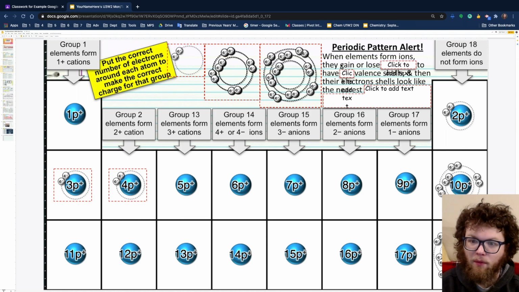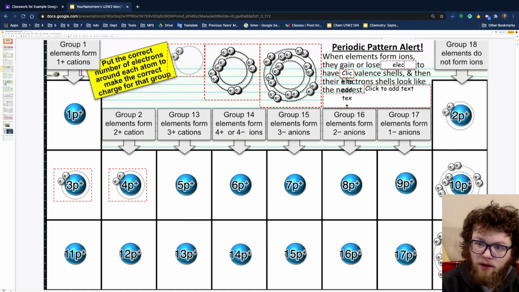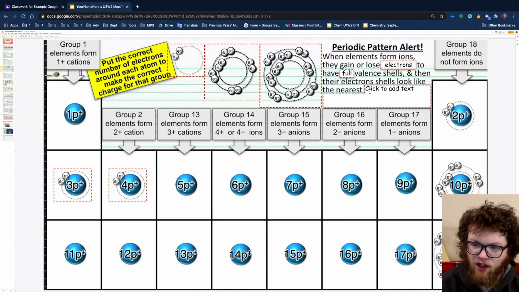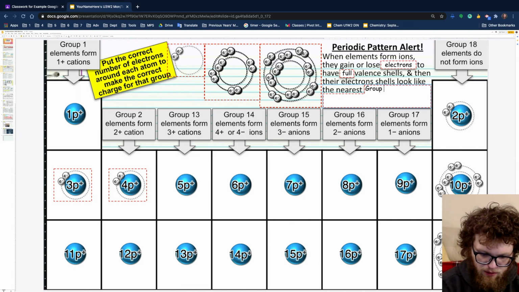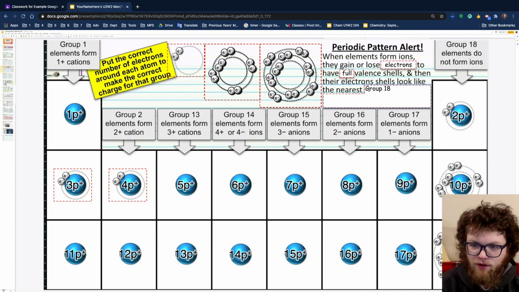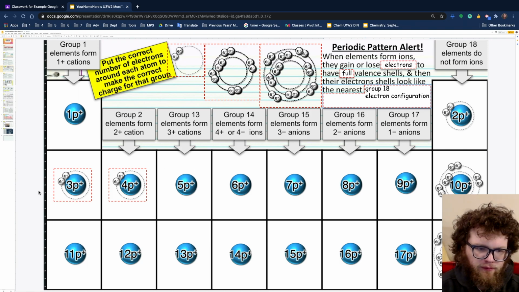So when elements form ions, they gain or lose electrons to have full valence shells, and then their electron shells look like the nearest what? I'll give you a hint. It has something to do with group 18. But don't just write group 18 as your answer. Kind of explain more about what that means. You may also want to use the phrase electron configuration in your answer. Let's move along.